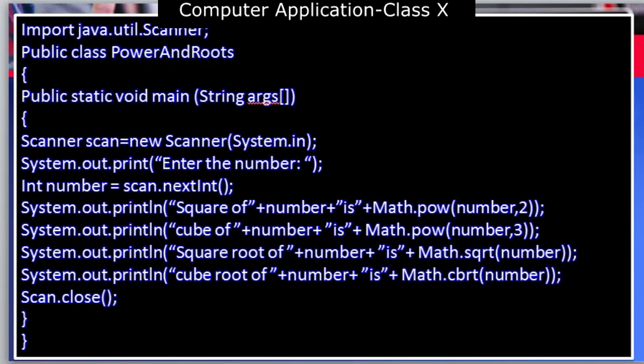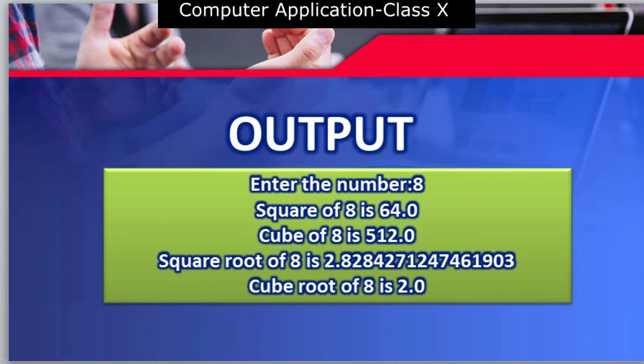How does the output look? Assume that the number which you are inputting is 8. So square of 8 is 64.0. Cube of 8 is 512.0. Square root of 8 is 2.8284271247461903. Cube root of 8 is 2.0.